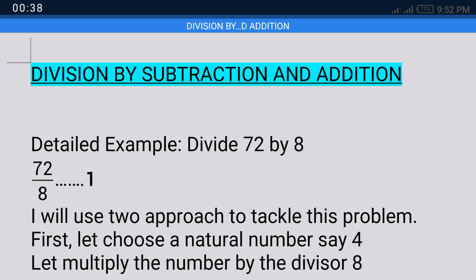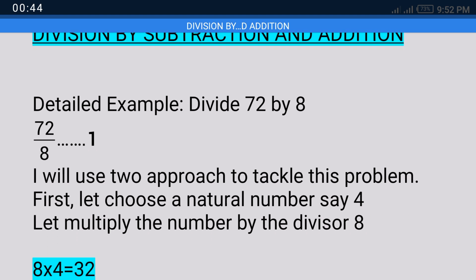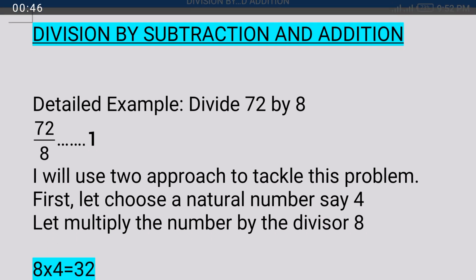Example 1: divide 72 by 8. We know the quotient is actually 9. Let's see how we can use this approach to arrive at 9, which is the quotient. Remember, 72 is the dividend and the divisor is 8.